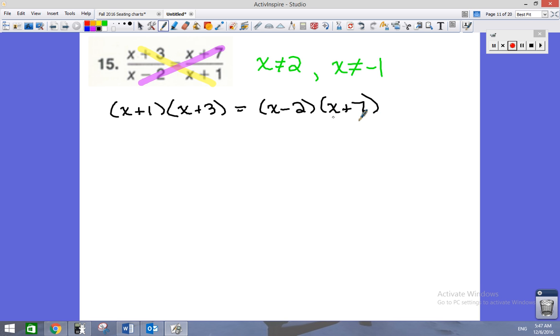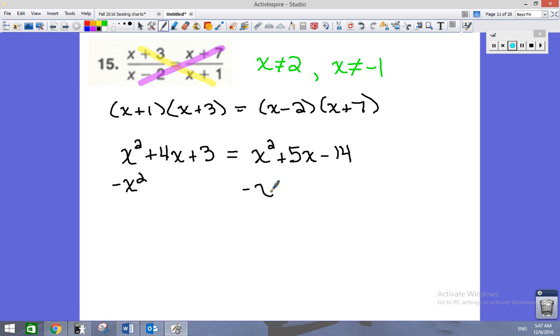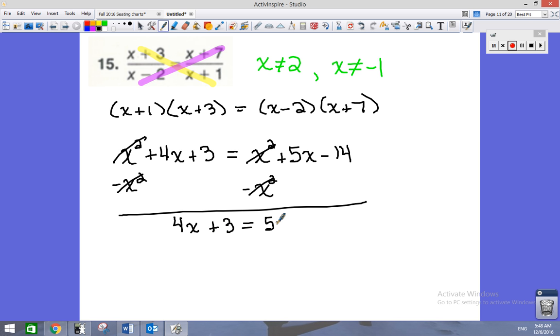So I suggest that you multiply these in the form of a table, unless you can look at it and through experience get x squared plus 4x plus 3, and on the right hand side x squared plus 5x minus 14. If you subtract x squared from each side, the x squareds cancel. The resulting equation, 4x plus 3 is equal to 5x minus 14.